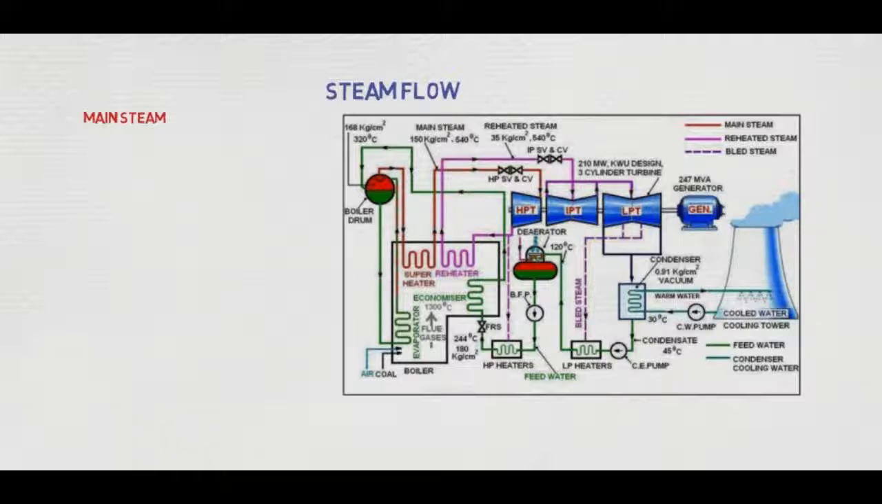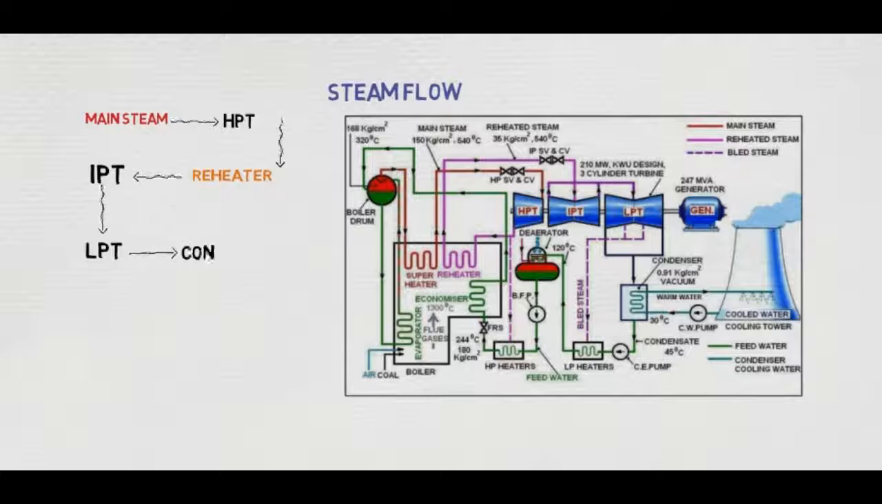This diagram shows the steam and water flow. The main steam from the superheater is fed to the HPT, that is the high pressure turbine, and from the HPT the steam is reheated again through the reheater, and it is fed to the IPT, that is the intermediate pressure turbine. From the IPT, the rest of the steam passes through the LPT. It is the last stage of the turbine, that is the low pressure turbine.